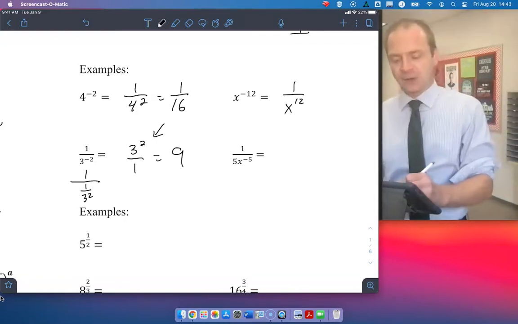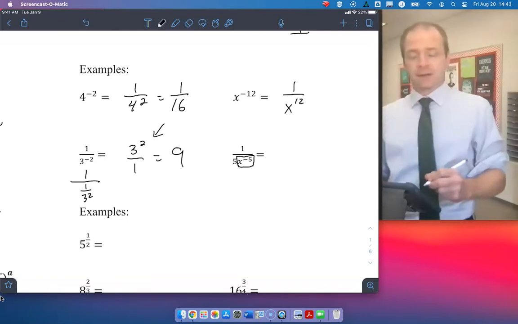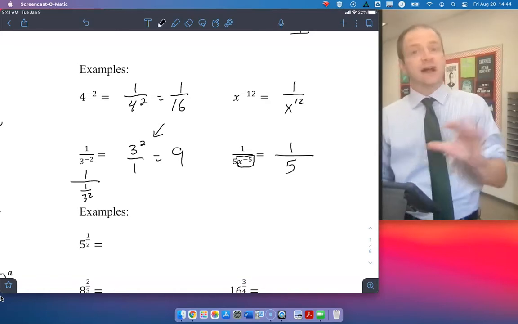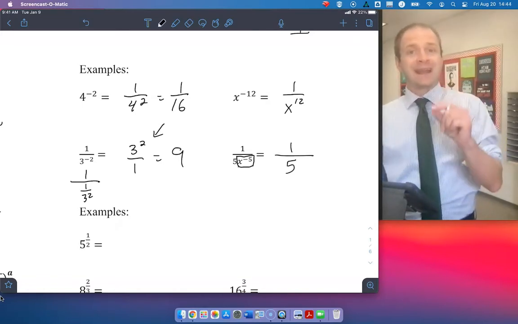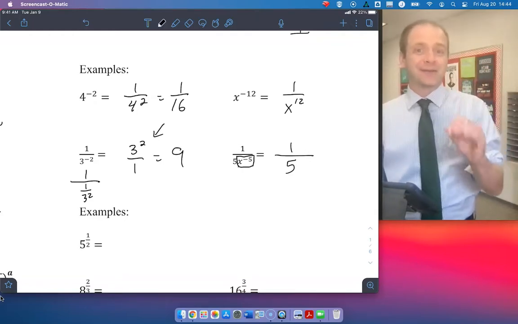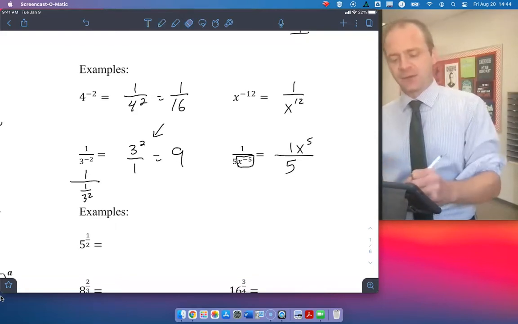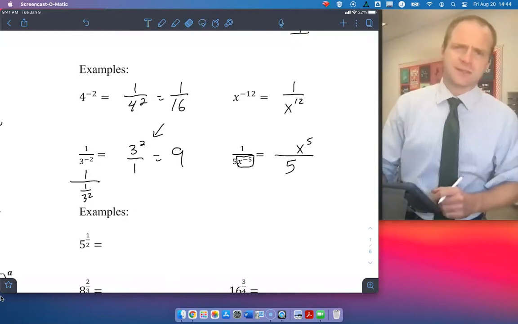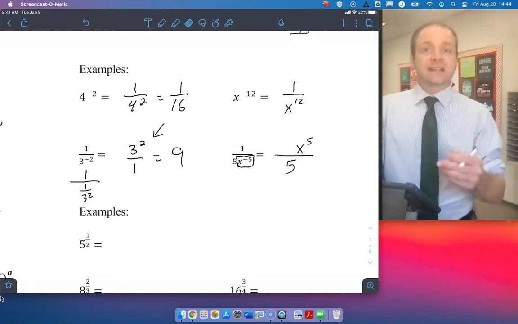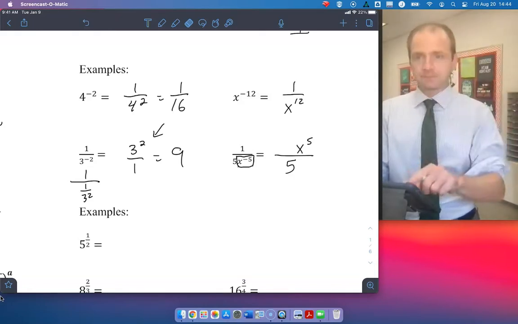And in this case, the only part being raised to the negative power is the variable x. So the 1/5 stays, because the 5 is not being raised to a power. But that x to the negative fifth, that negative tells me, hey, x to the fifth is on the wrong side of the fraction. So it's going to be an x to the fifth on the top. And I'm just going to remove the 1 because no one likes writing coefficients of 1. So a negative exponent means move it to the other side of the fraction and the exponent becomes positive. That negative is the moving it to the other side.